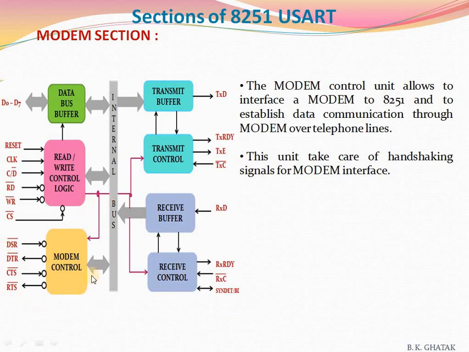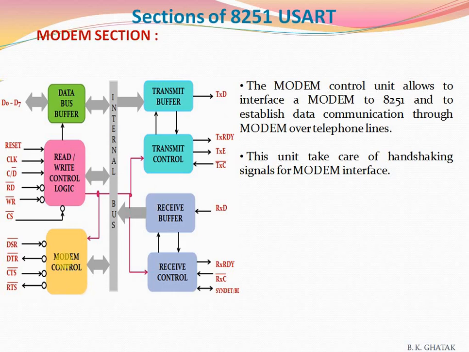Basically this one is the modem section. The modem control unit allows the interface of a modem to 8251 and establishes data communication through the modem over a telephone line. This unit takes care of handshaking signals of the modem interface. So we can easily connect our telephone lines to this. Clear? And we can easily transfer the data. Clear? So there are 4 signals in modem control: DSR bar, DTR bar, CTS bar and RTS bar.